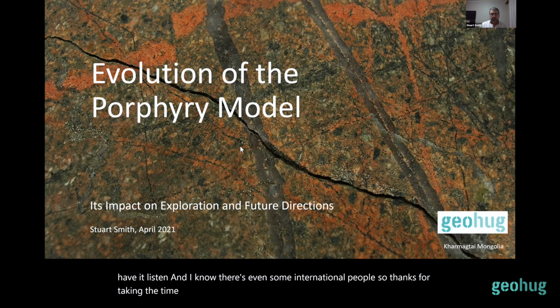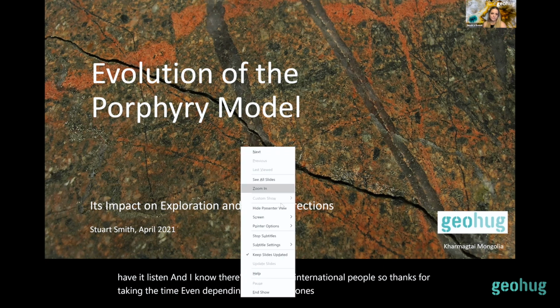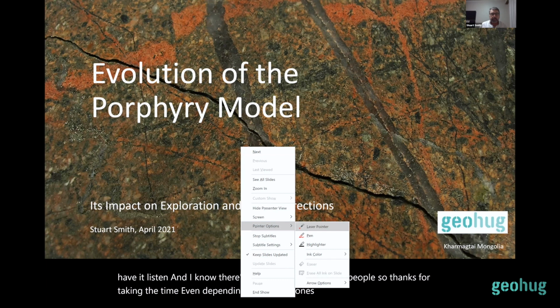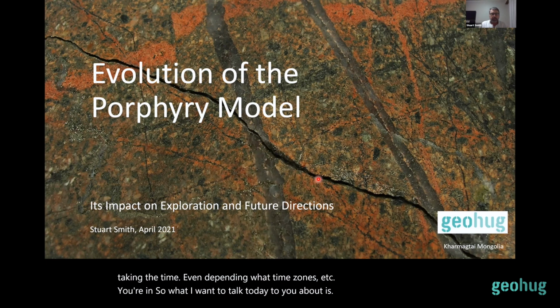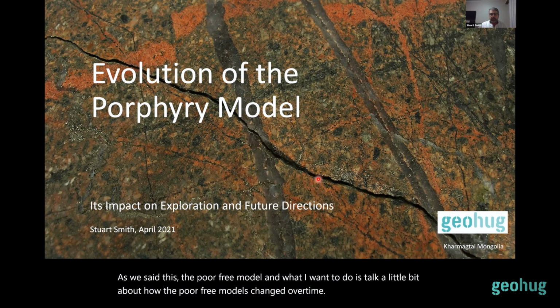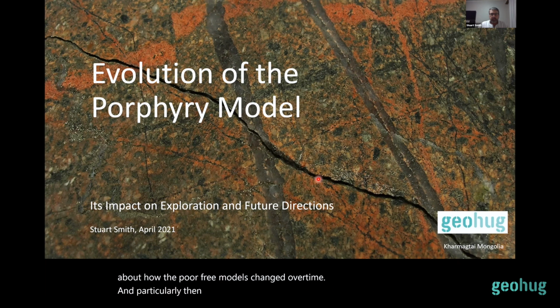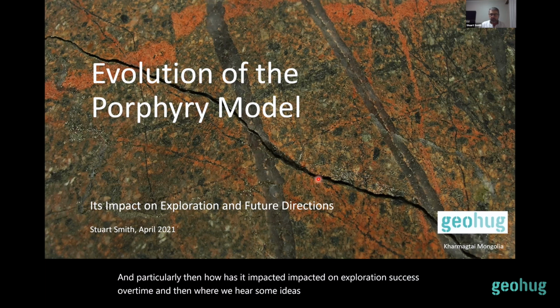So what I want to talk to you about today is, as we said, the Porphyry model. And what I want to do is talk a little bit about how the Porphyry model's changed over time, and particularly how it has impacted on exploration success over time, and then some ideas around where the model might conceivably go in the future.